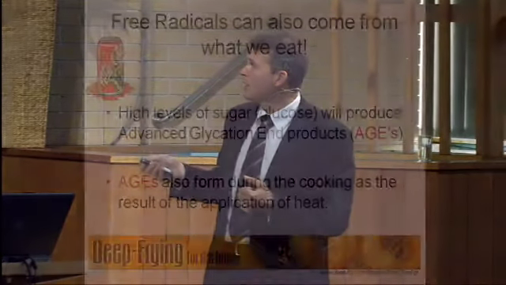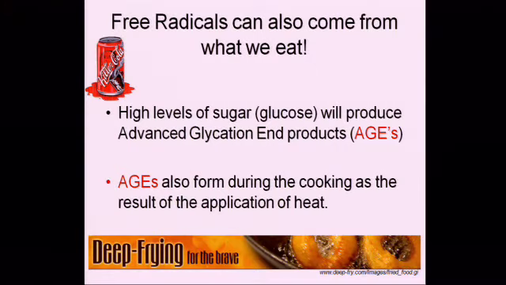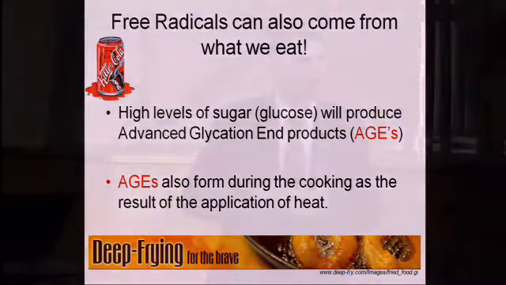But this is as a result of not only glycosylation, but also the development of these advanced glycation end products, which themselves will cause a production of free radicals. So they significantly increase free radical production, and free radicals do damage. So AGEs are also formed during cooking as the result of the application of heat. I just took this off the website. I thought it was good.